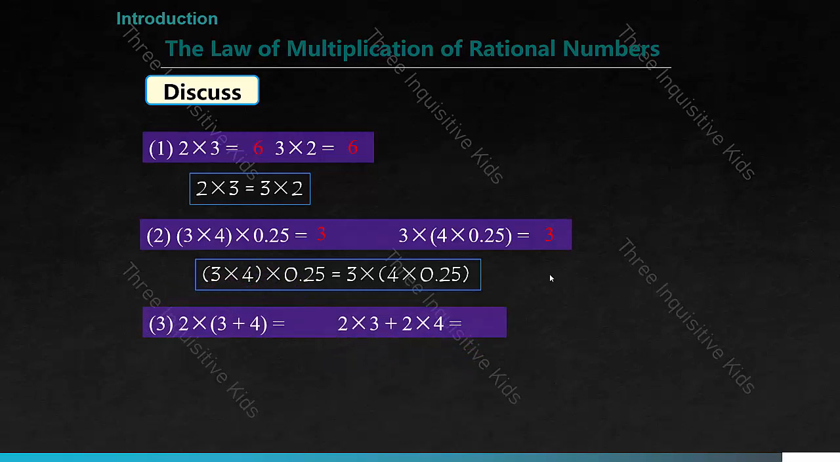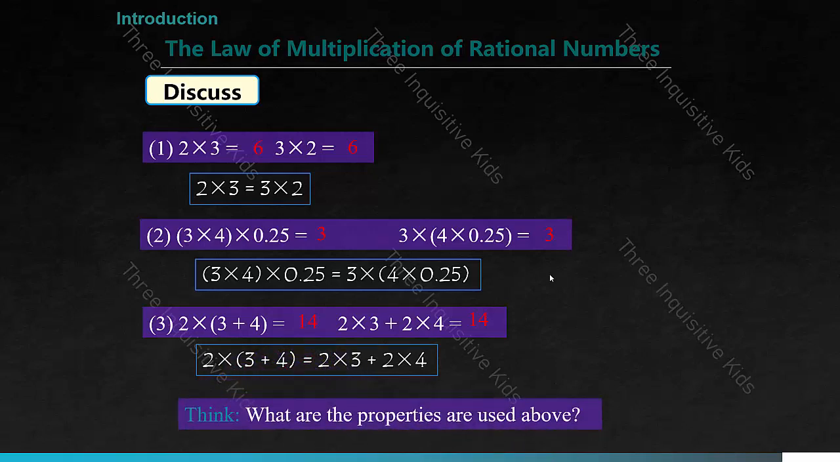Here we have 2 times the sum of 3 and 4, which equals 14. And here we have 2 times 3 plus 2 times 4, which also gives us 14, which means that these two expressions are equal. So what properties were used above? For the first example, we used the commutative property of multiplication. We just swapped the order of the factors around. For the second problem, we use the associative property of multiplication. This should all be very basic concepts for you guys right now. And 3 is the distributive property of multiplication. I don't want to go too deep into these basic concepts.